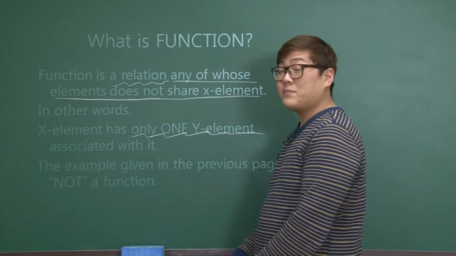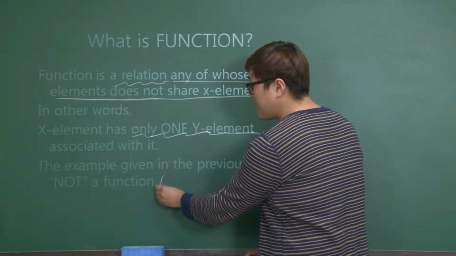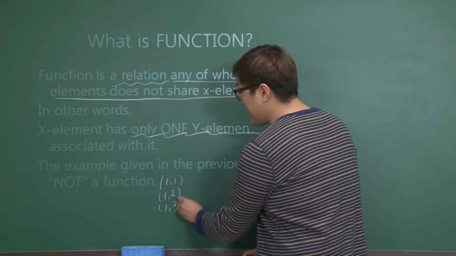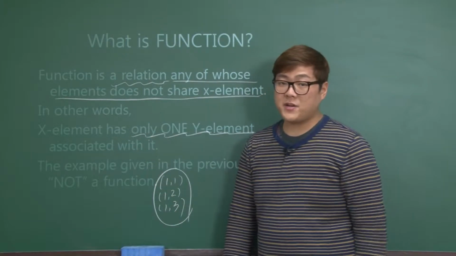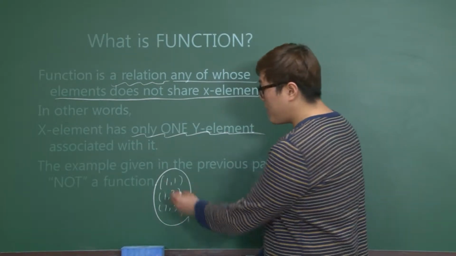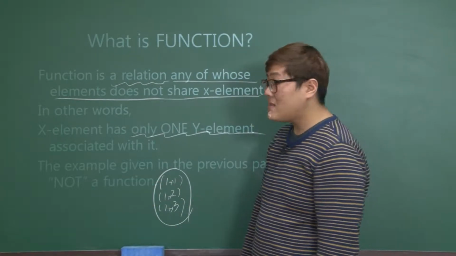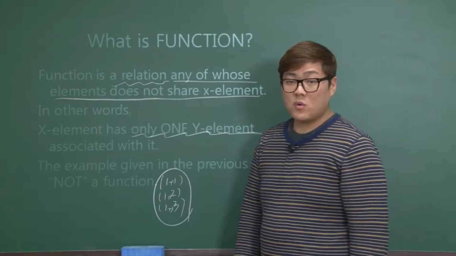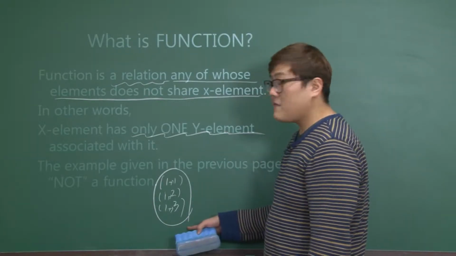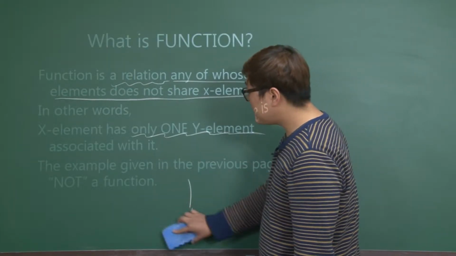So the example given in the previous slide was not a function because we had three ordered pairs associated with 1. So 1 points to 1 and 2 and 3 at the same time, but a function cannot point to two or more y-coordinates. So the example from the previous slide is not a function.